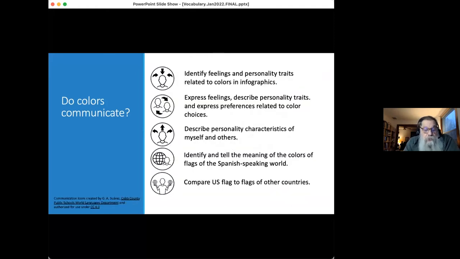So our revised unit with the inquiry question of do colors communicate evolves to address the standards as follows. For standard one, interpretive communication, we identify feelings and personality traits related to colors in infographics. For interpersonal communication, we can express feelings, describe personality traits, and express preferences related to color choices. For presentational communication, we describe the personality characteristics of myself and others. For cultural products, practices and perspectives, we can identify and tell the meaning of colors of the flags of the Spanish-speaking world. And for cultural comparisons, we can compare the US flag to flags of other countries.